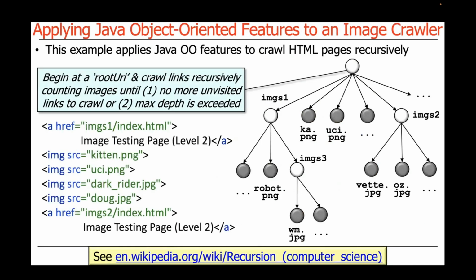This particular example is going to apply object-oriented features in Java to crawl the HTML pages recursively. As you can see here, we're going to begin at some root URI, and then crawl the links recursively, counting as we go until either there are no more unvisited links to crawl based on the transitive closure of all the different links available on the web pages, or a max depth is exceeded. Here's a very simple example that's actually in the source code directory. It shows how we can do this traversal, and we'll look at this in a second.